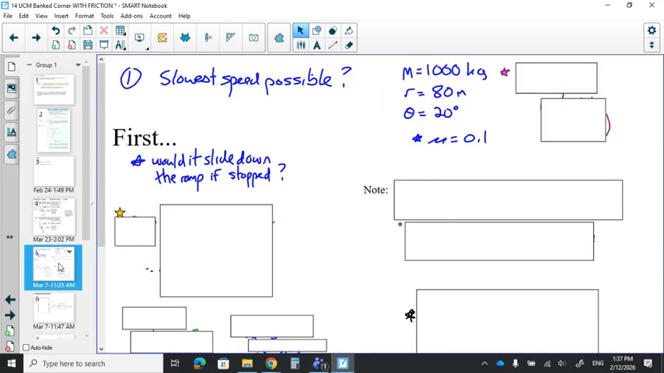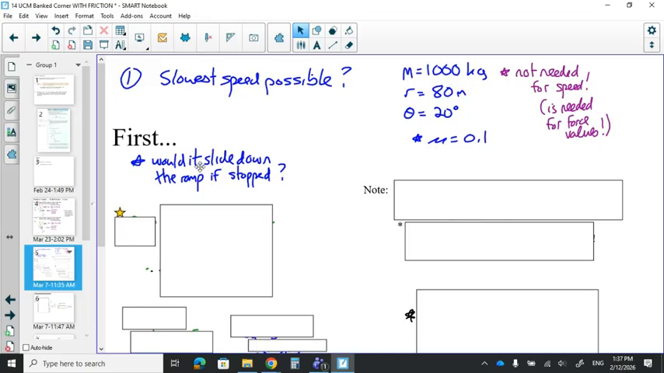So let's look at slowest speed possible. We'll look at an example of a mass of 1,000 kilograms, 80 meter radius, angle of 20 degrees for the bank corner, and a coefficient of friction of 0.1. You might be looking at this thinking, hey, do we need that mass? You're starting to anticipate some of these things. And in fact, you don't need it for speed, but you do need it for forces. Same as when we did energy concepts in grade 11.